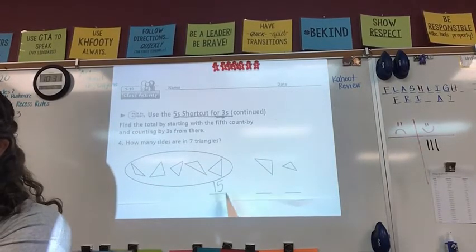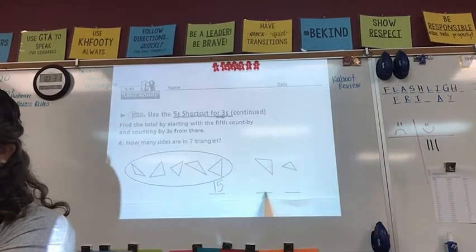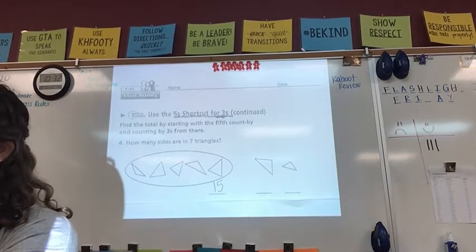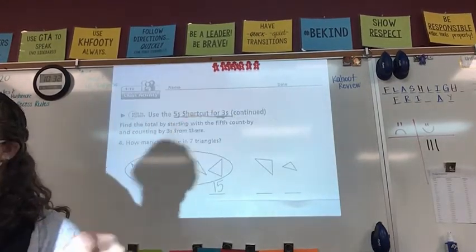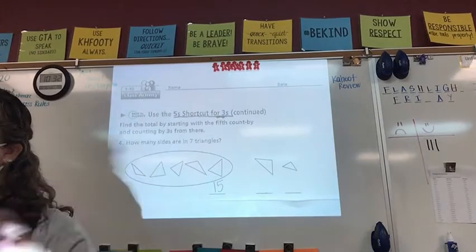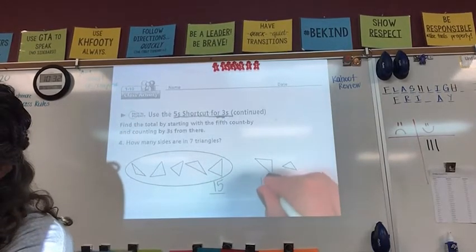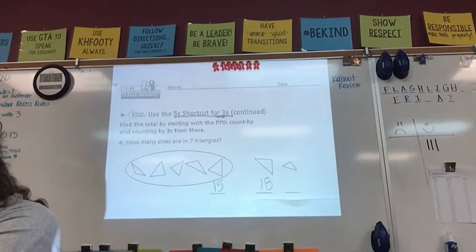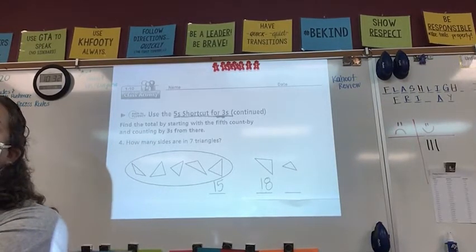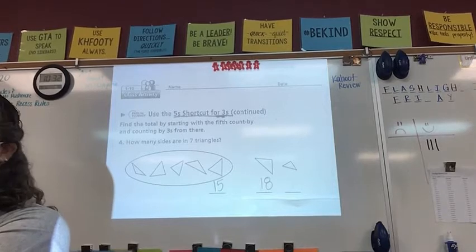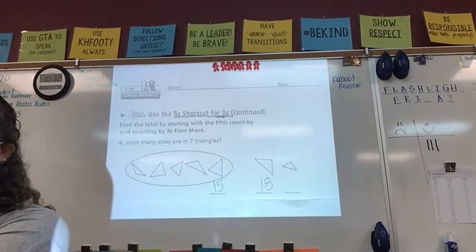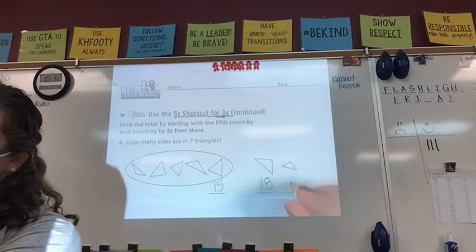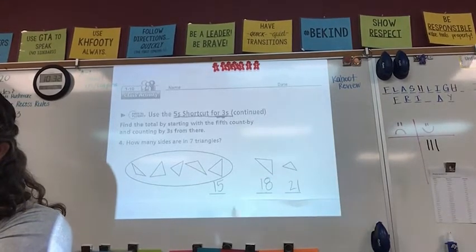Can somebody tell me if I added 3 more to 15, what would my next group of 3 be after 15? Kevin? 16. Oh, double check. 15, 16, 17, 18. So 3 more than 15 is 18. And then if I added 3 more sides, what would my next one be, Gunner? Do you need to phone a friend? 21, very good.